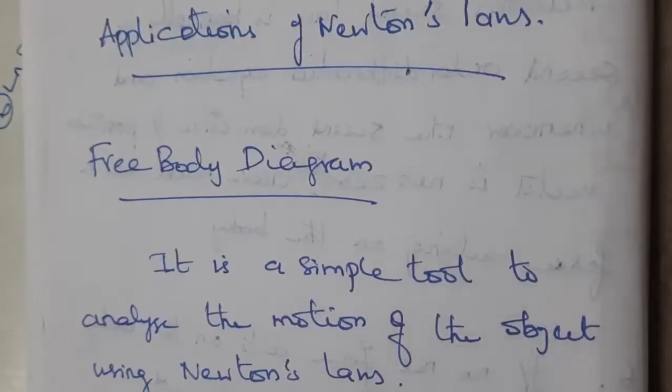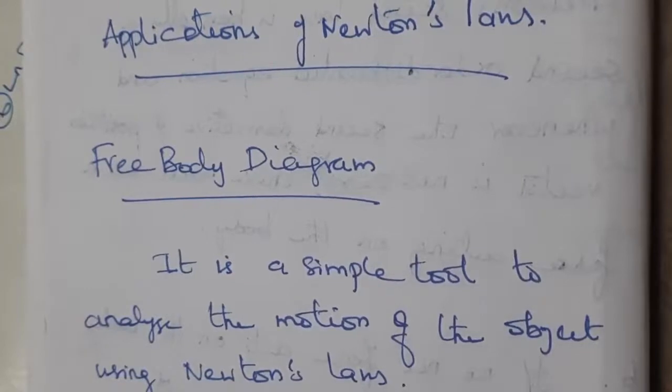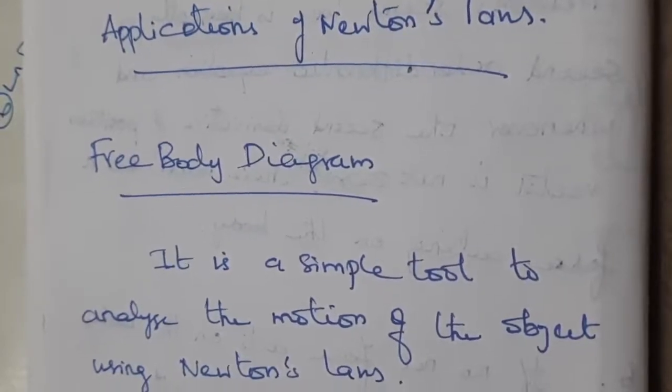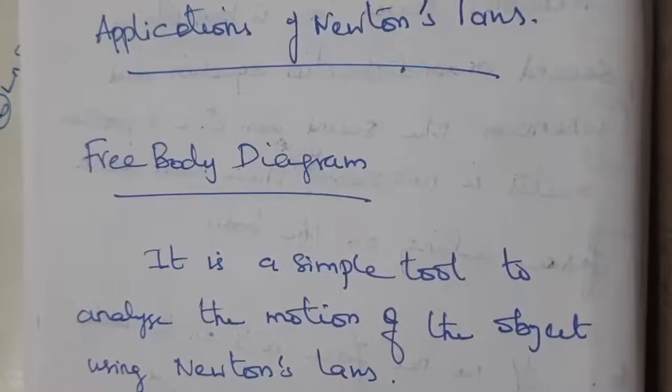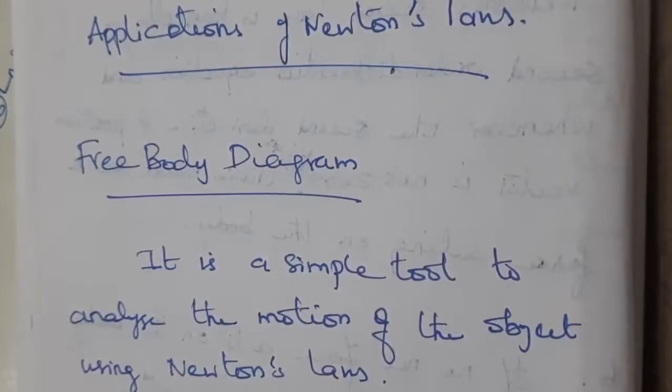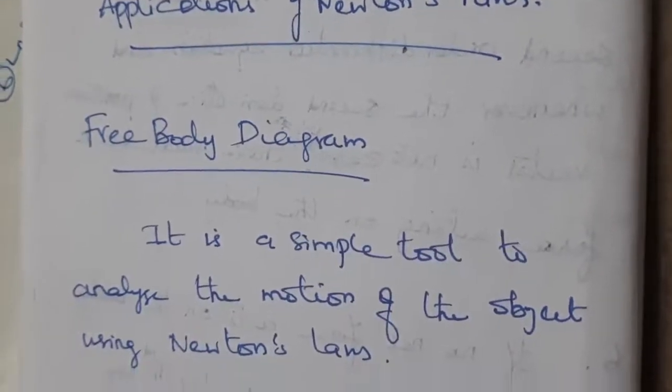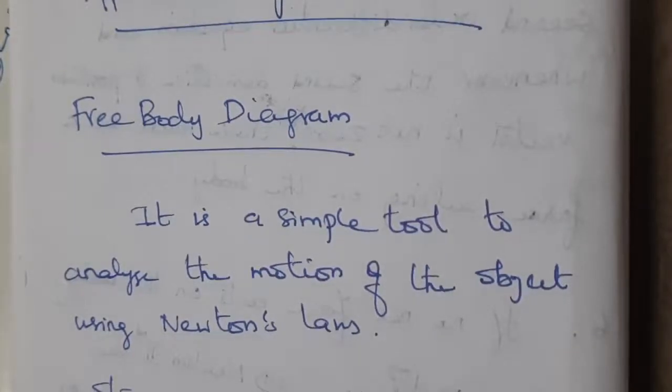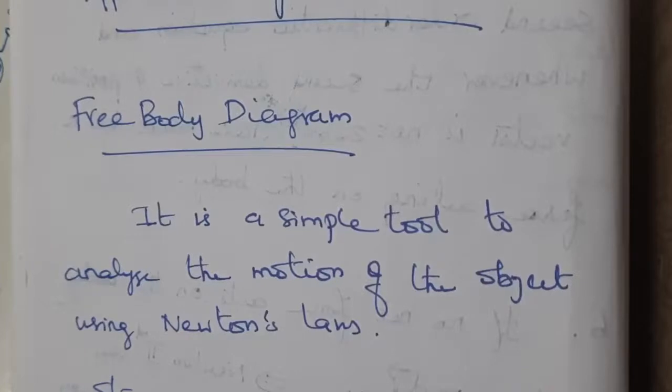The next topic is application of Newton's laws. In that, first, free body diagram. What is meant by free body diagram? It is a simple tool to analyze the motion of an object using Newton's laws. To draw the free body diagram, we have to follow some steps.